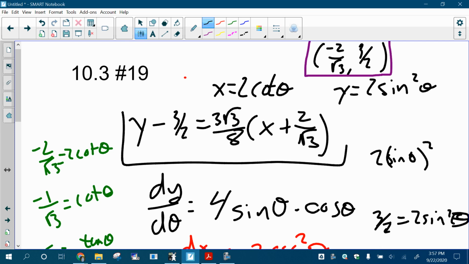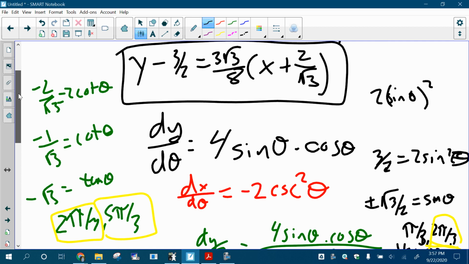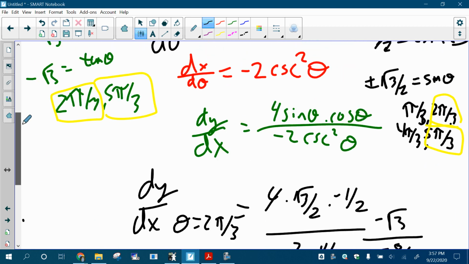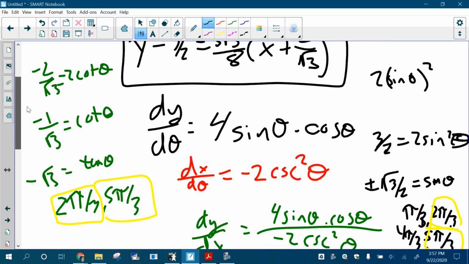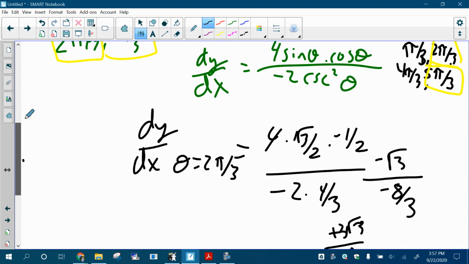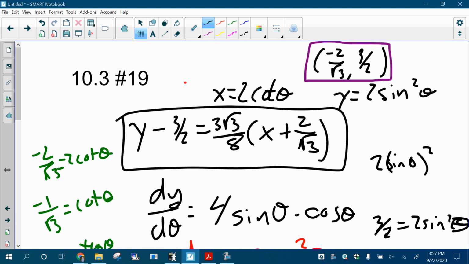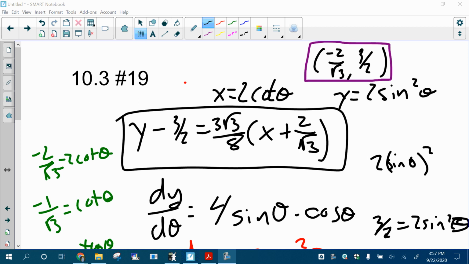Very similar process with the other points the problem gives you. You just repeat that process. You don't need to repeat all of this. You have your dy/dx. For each of those new points, you first take the x and the y and find the theta. Take that theta, plug it into dy/dx, use the different points, and you're good. Cool. That concludes it. Thanks for watching.